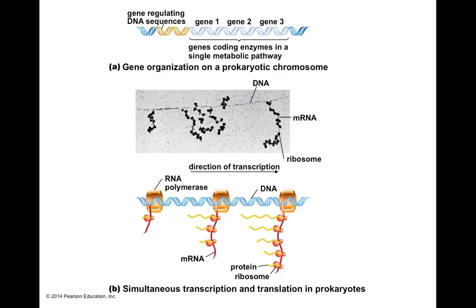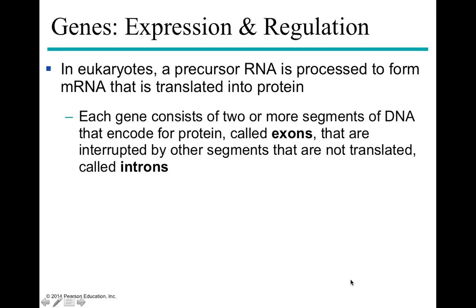All right, so this is what a prokaryotic chromosome looks like. Here we have the DNA molecule. From the DNA, we're making RNA, and from that mRNA, we're making protein right there at the same time. RNA polymerase is opening up the DNA, and the RNA is being created from the DNA template strand. Ribosomes are attaching and creating protein all at the same time. That's simultaneous transcription and translation. Again, that only happens in prokaryotes. That does not happen in eukaryotes.